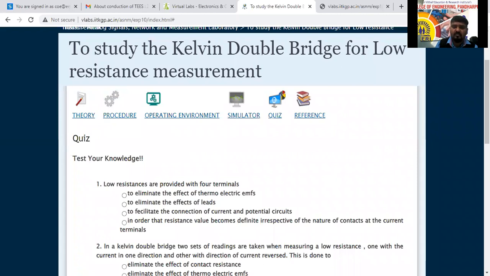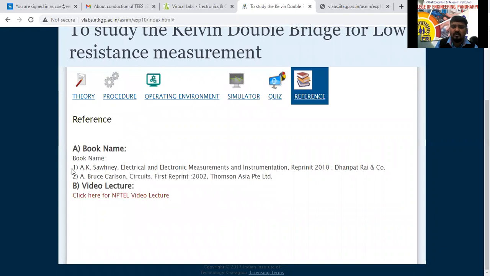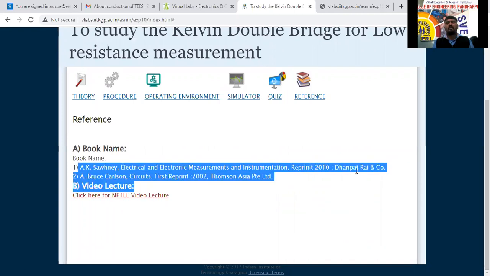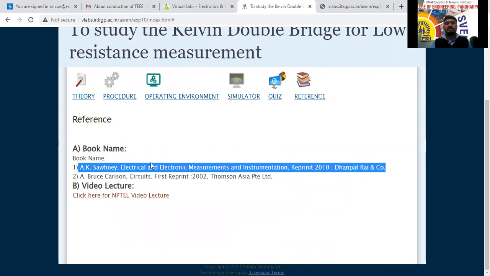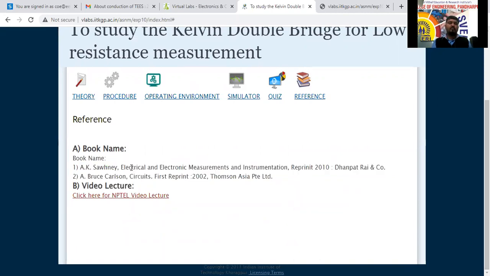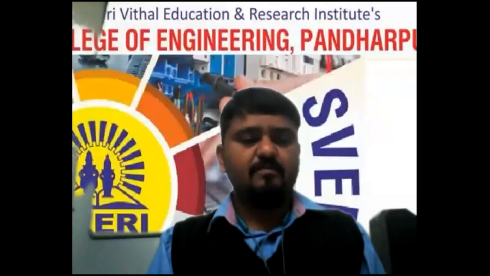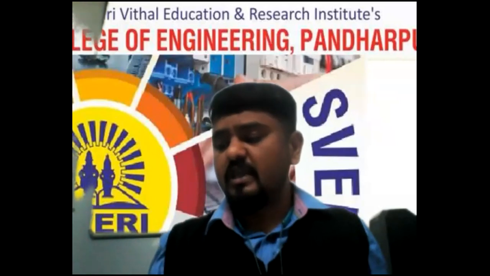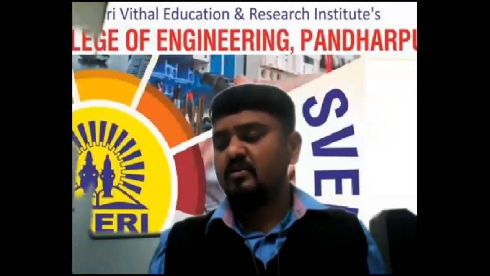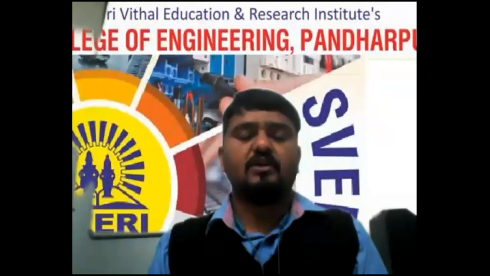What references they have taken means the book references they have taken, A.K. Sawhney, that is Electrical and Electronics Measurements and Instrumentation book they have considered here. And Bruce Carlson also, it is there in the library. A.K. Sawhney books, so many copies are available in the library, and even in the teaching diary I have uploaded the soft copy of this textbook. If you want to read more, you can refer to this textbook also. So it completes experiment number 5, that is the Kelvin double bridge method for low resistance measurement here.